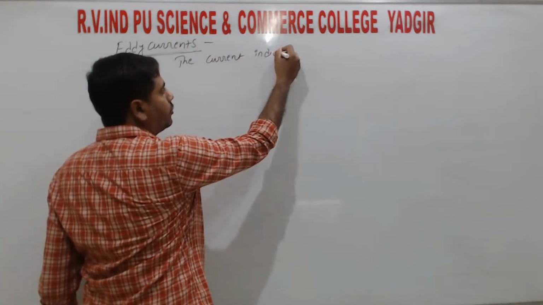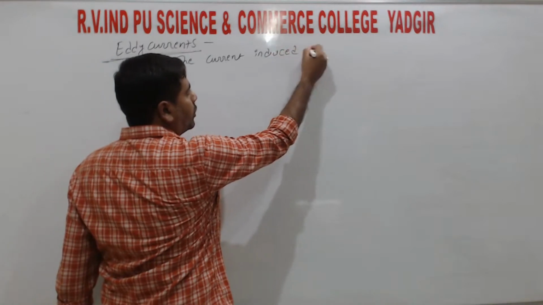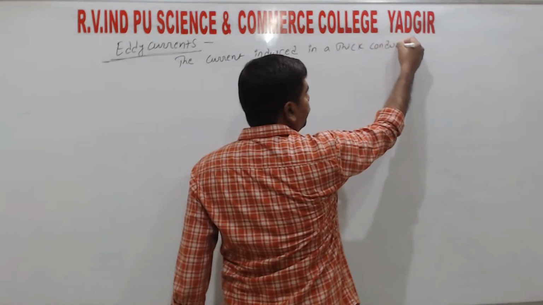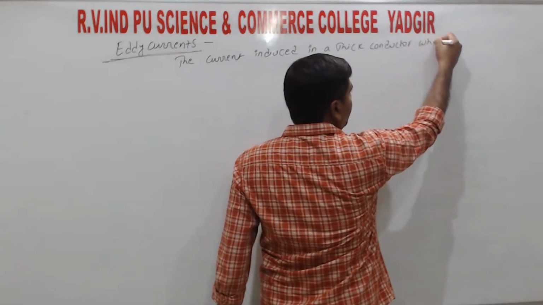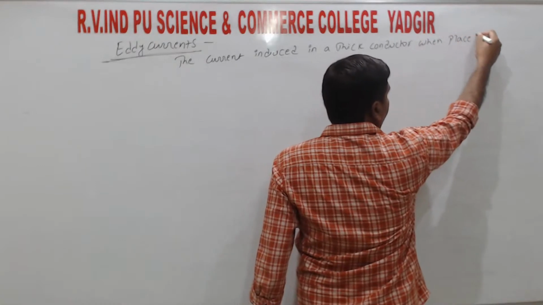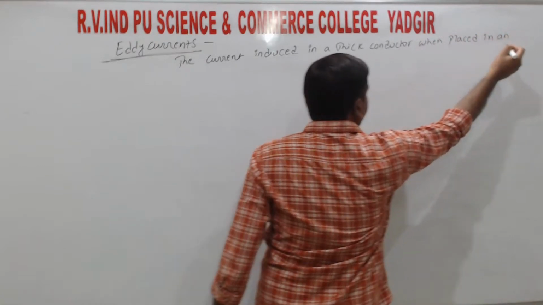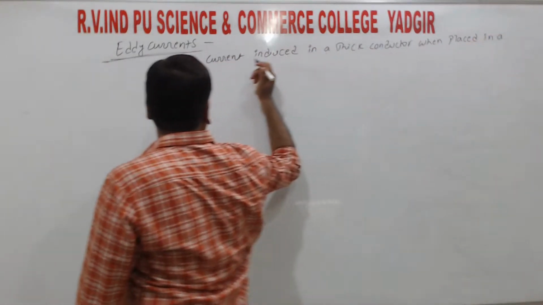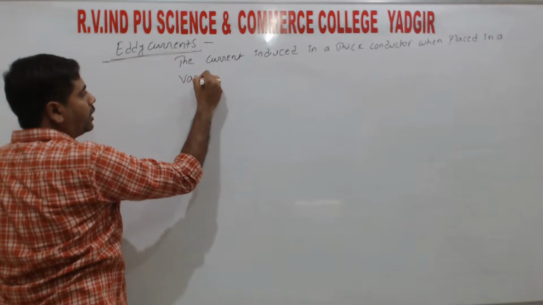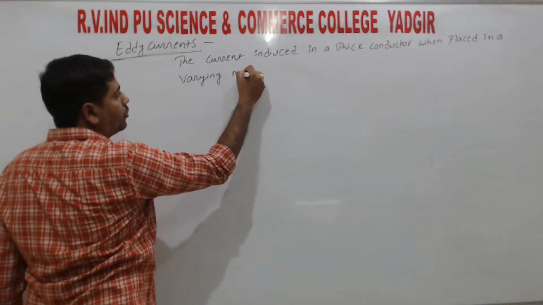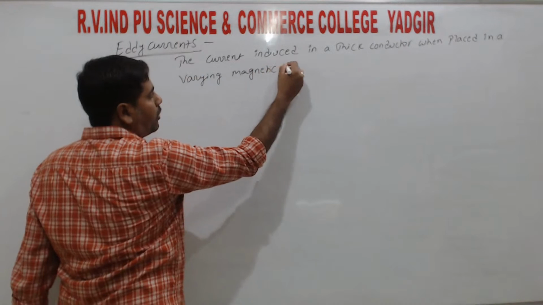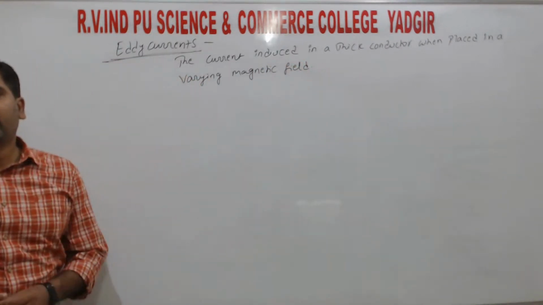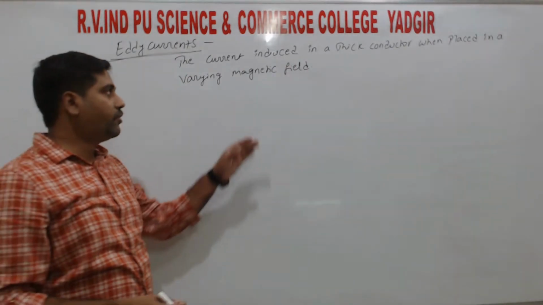The current induced in a thick conductor when placed in a varying magnetic field. So what is happening to the magnetic field? Every time it is changing. That we call a varying magnetic field.